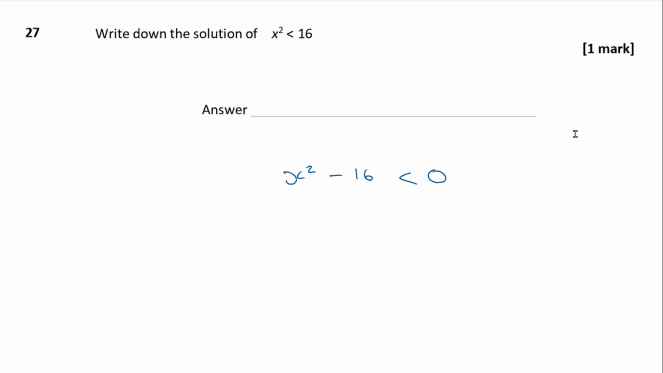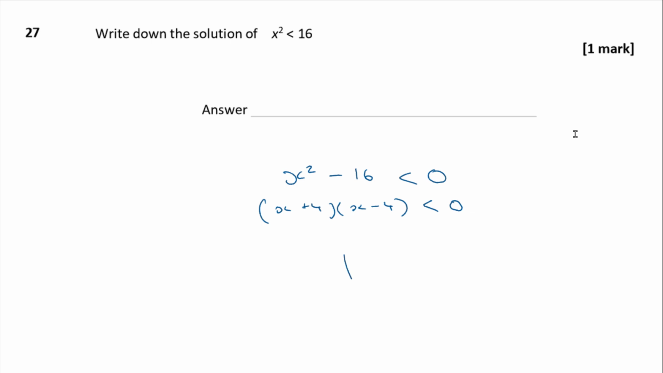So x squared minus 16 is less than 0. That's what we call the difference of two squares. It factorizes into (x plus 4)(x minus 4) is less than 0. Okay, so what does that look like?